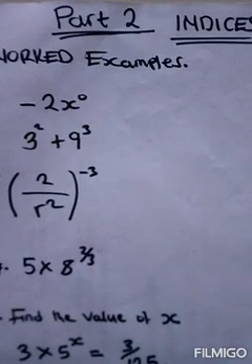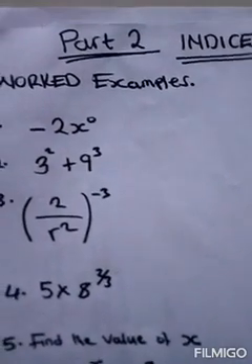Okay, so the first question is negative 2x to power 0. So that's our first question. So let's solve it. Our first question says solve the following. So it's negative 2x to power 0.